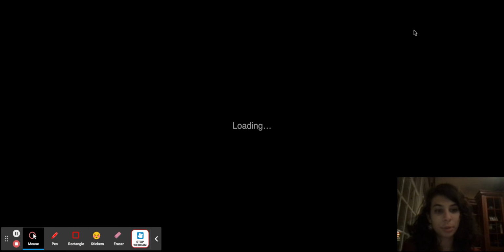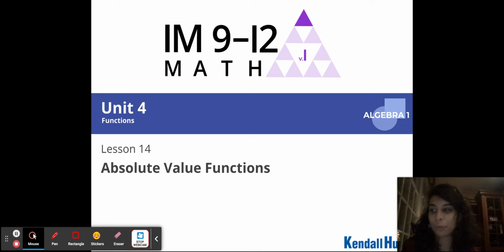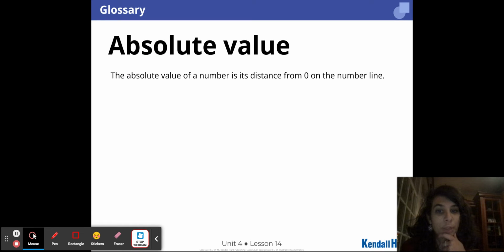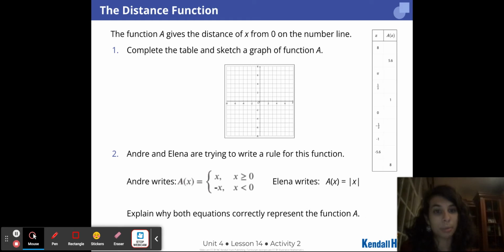All right, welcome to Unit 4 lesson 14. In this lesson, we're going to be talking about a different type of function called an absolute value function. An absolute value function is represented by the distance, right? The absolute value of a number is its distance from 0 on a number line.